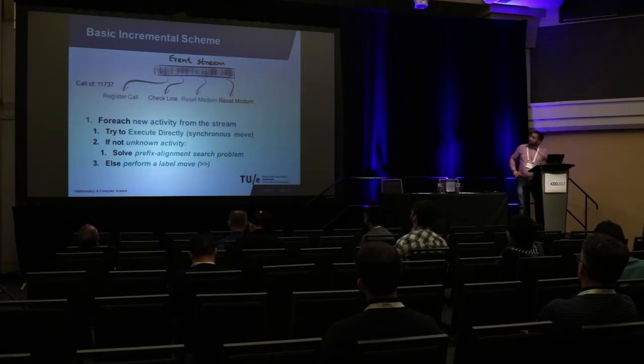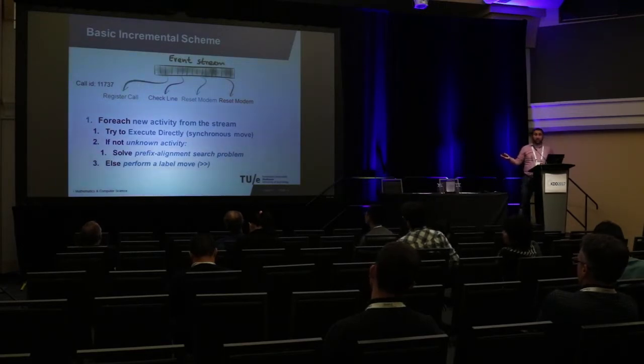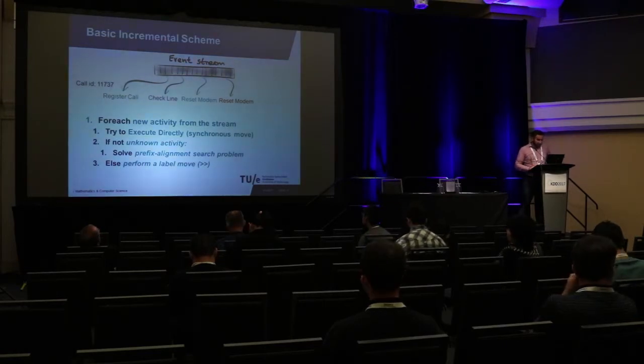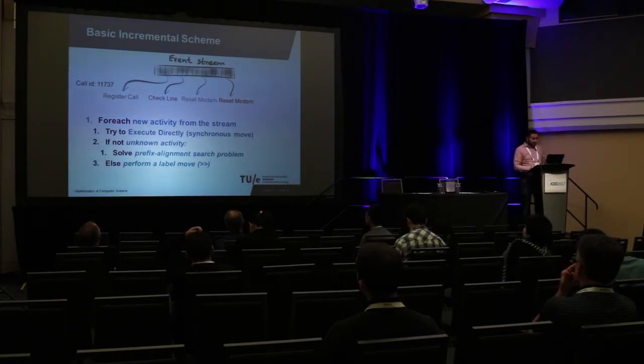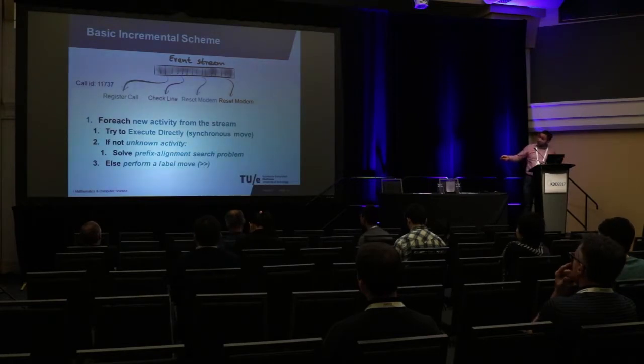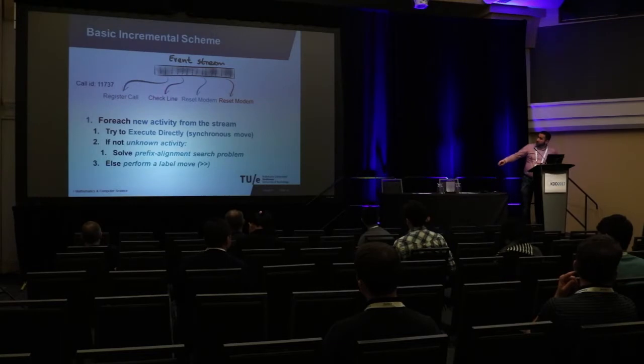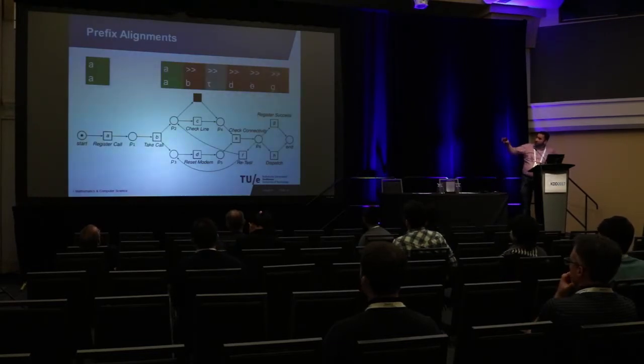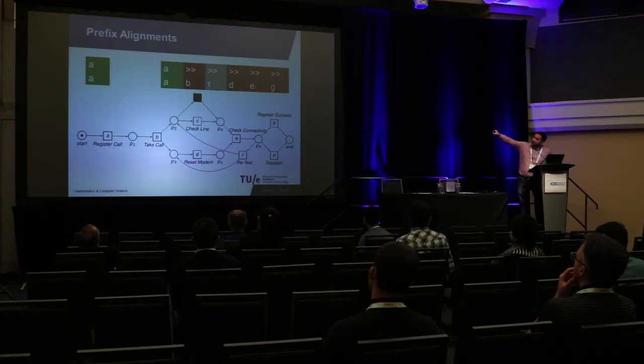So that's the basic incremental scheme that we are using in our approach. It's an abstract explanation of this algorithm, but it's formally described in the paper. What we do basically is we receive each time a new activity from the stream. We first try to directly do a synchronous move. This was possible, for example, here with the A. We received A from the stream, and we tried to directly map it to the model, and we were lucky because that was possible.